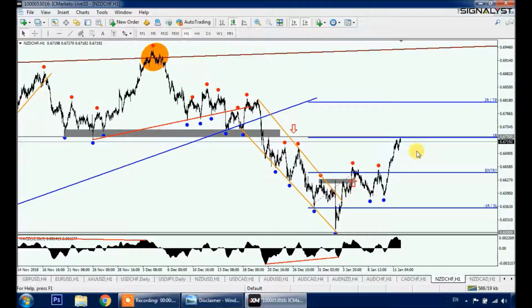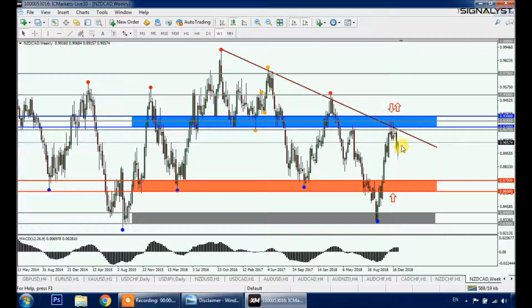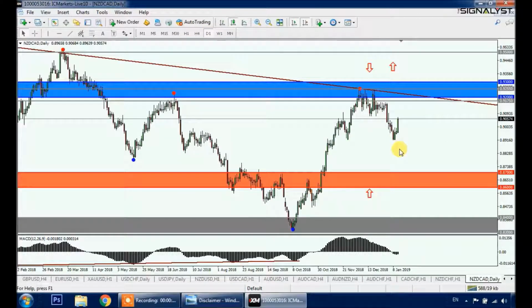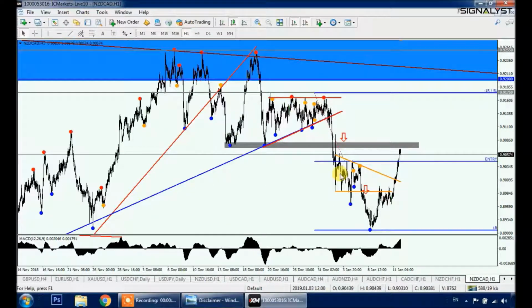The last pair for part 1 is going to be NZD CAD. On weekly we have a bullish rejection candle, as you can see, very big wick from the downside. On daily we have a big momentum candle pushing price higher. On H4 and H1 we were holding a sell on this one, but NZD CAD kicked us out on break even last week.